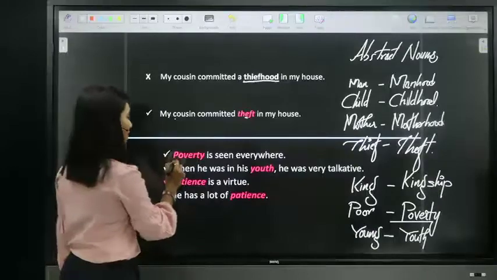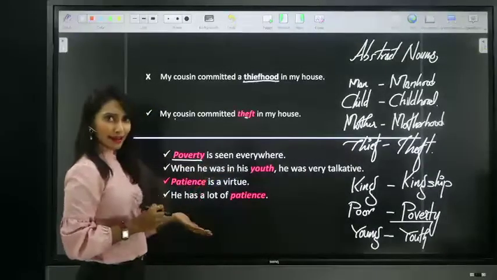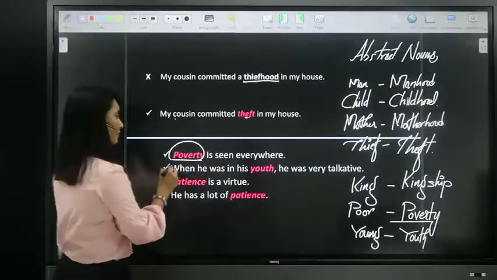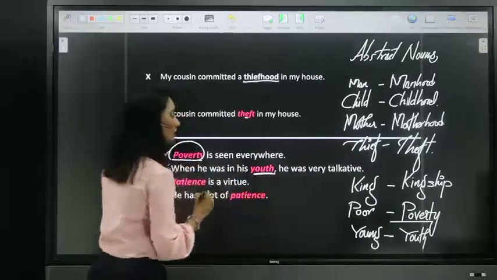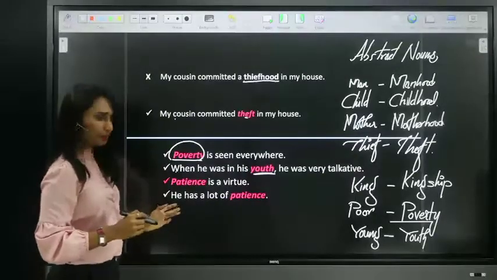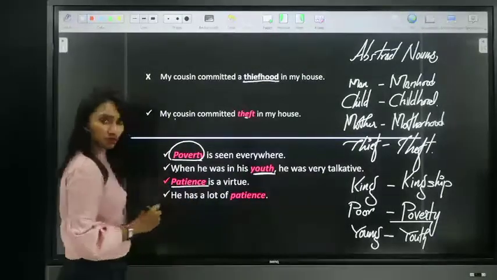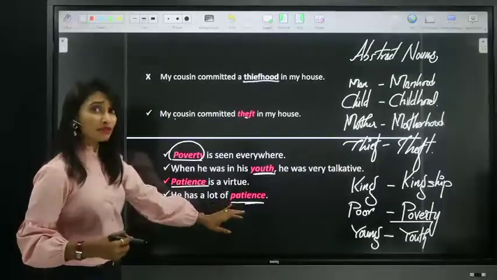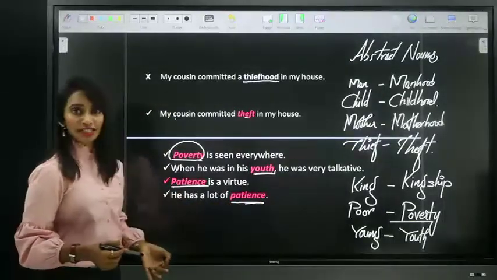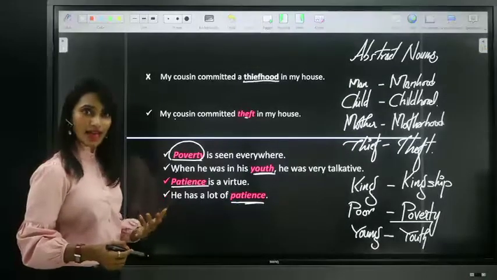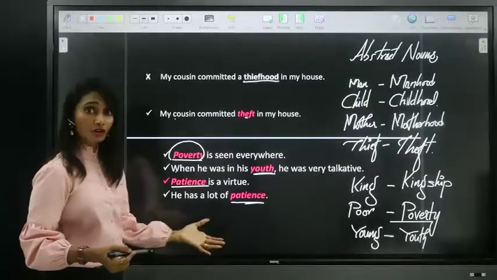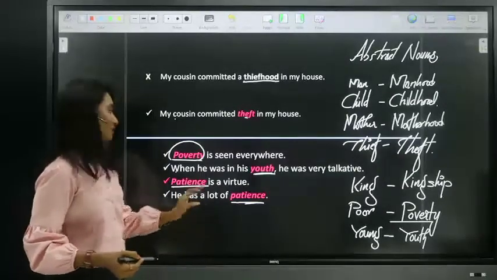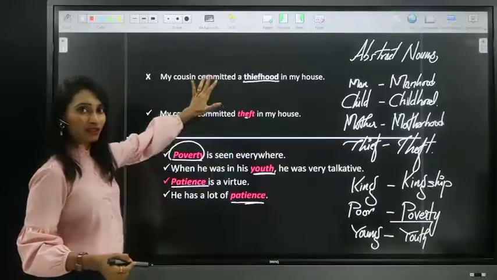Look at these examples. Poverty is seen everywhere. When he was in his youth, he was very talkative. Patience is a virtue. He has a lot of patience. So patience is formed from patient. So a patient person has patience. You have to be patient. You should have patience. So, guys, this is about the sentence.